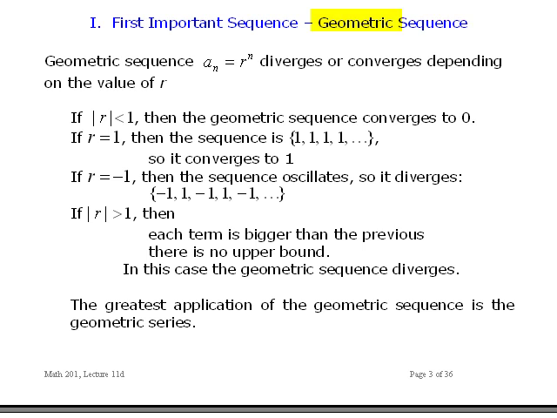The geometric sequence occurs many places. This is what it is. The sequence is a_n equals r^n, where r is a constant. Now this sequence converges or diverges depending on the value of r. And here's a list of the different cases. If the absolute value of r is less than 1, then the geometric sequence converges to 0.